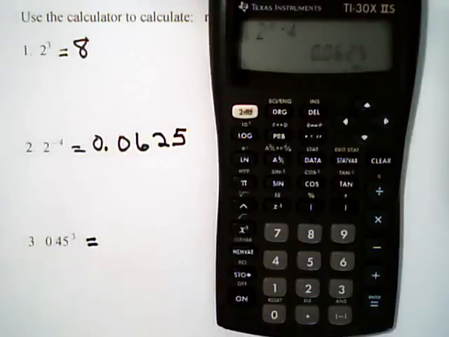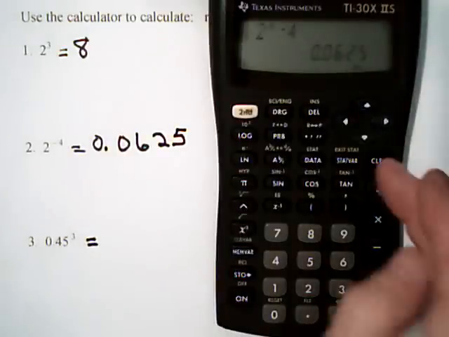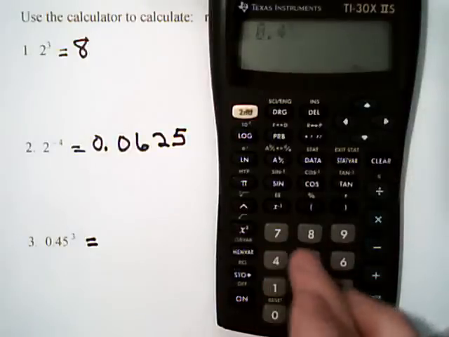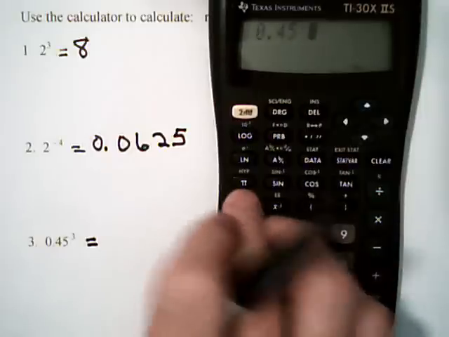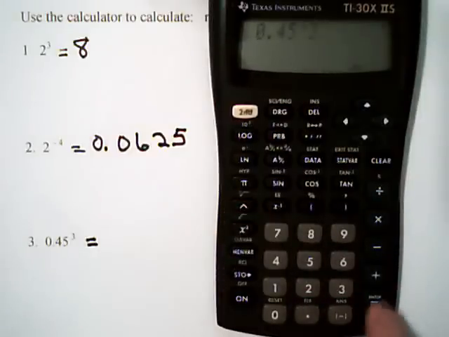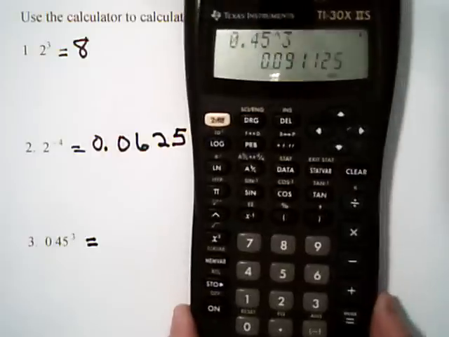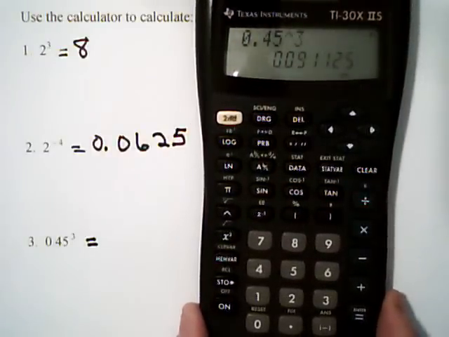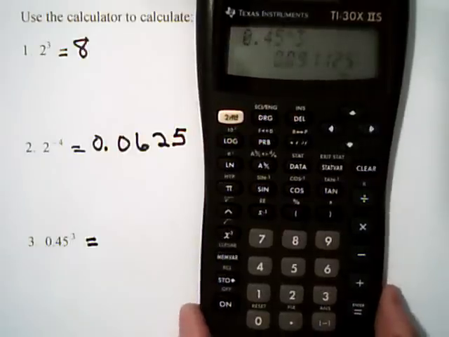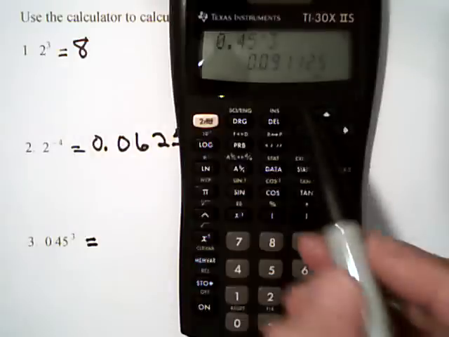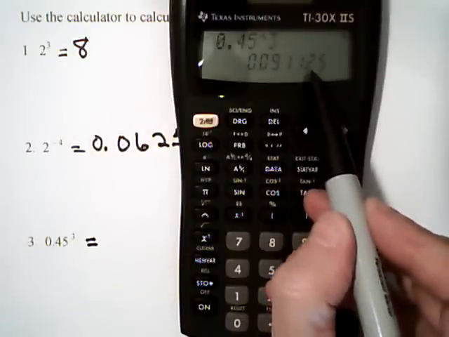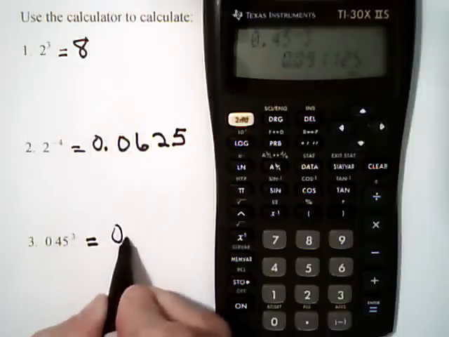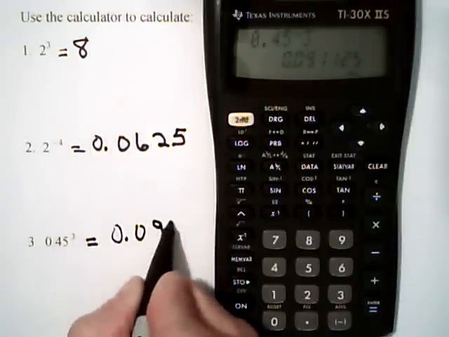Now the next one, 0.45 raised to the third power equals. Now we want this rounded to 4 decimal places, so it'll be 0.0911. You notice that this 2 is not 5 or more, so the 1 doesn't change. So 0.0911.